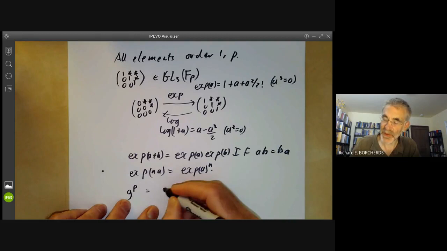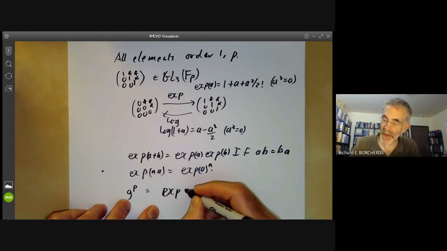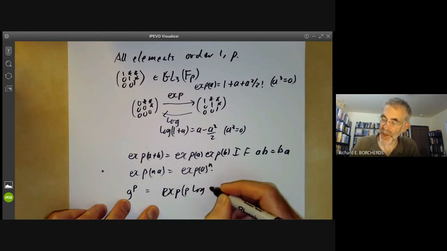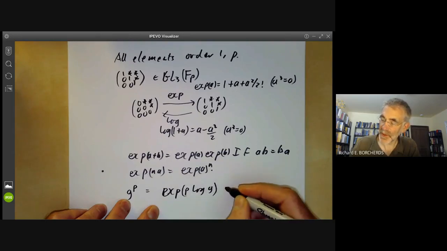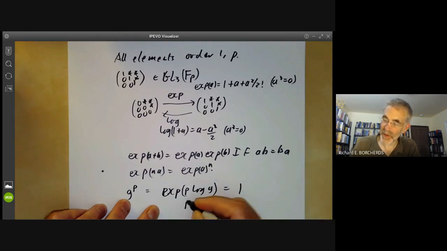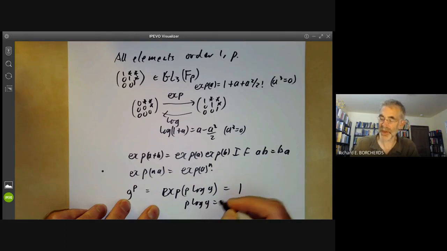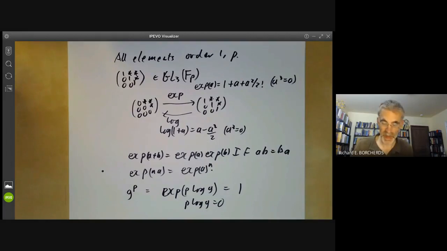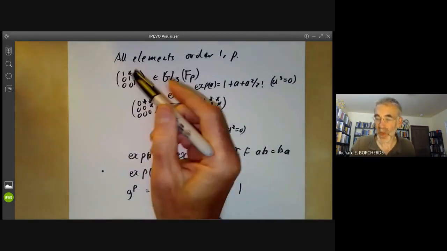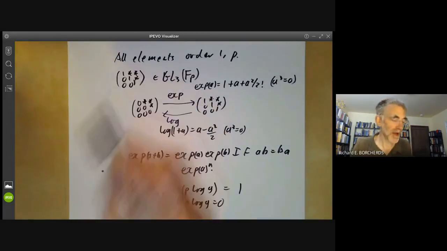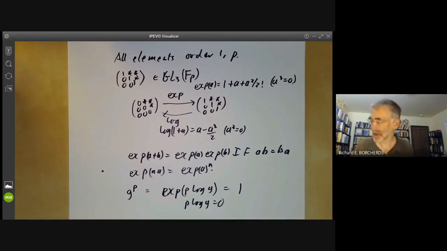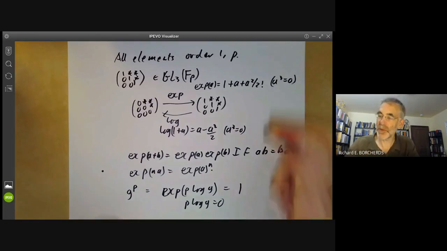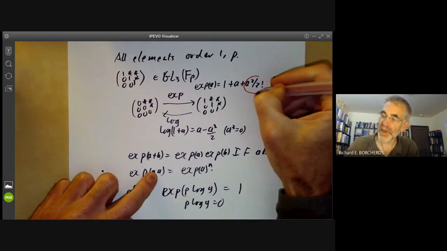And now, if we've got an element G in this group here, let's work out what G to the P is. Well, this is equal to exp of P times log of G, which is equal to 1, because P times log of G is equal to 0, because P times anything is 0, since we're working over the field with P elements. So we see that all elements of this group here have order P, except when P equals 2, because we need to divide by 2 factorials.